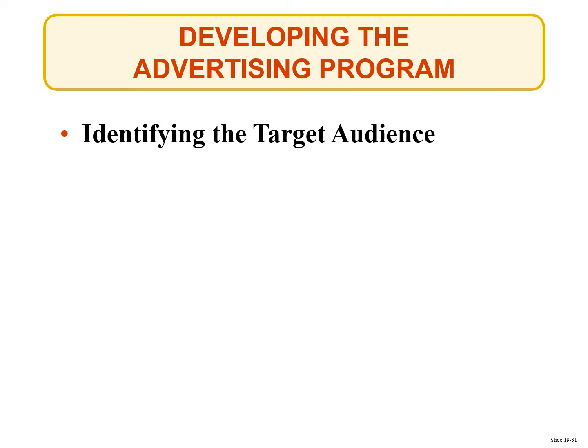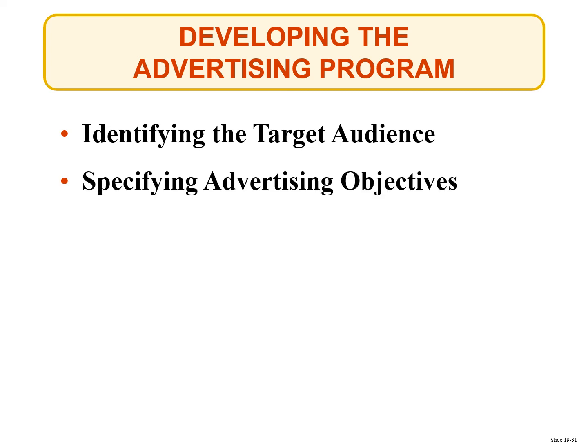whether directly or indirectly. Somewhere in your mind was how you should reach more potential customers, who are the potential students. So the first step in developing the advertising program is to identify who your target audience is. Once you do that, you specify your advertising objectives. That is, what do you want to tell these guys? What is your communication strategy? What is it that you want to communicate to the consumers about?